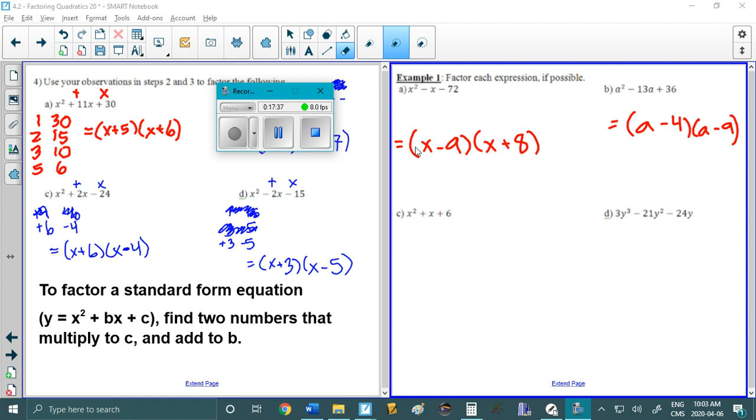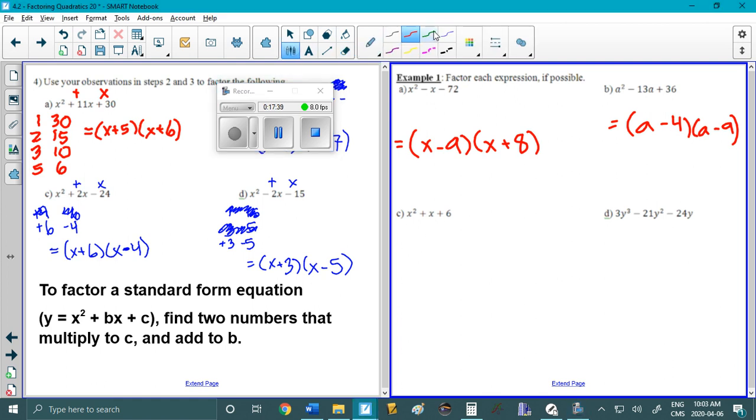And now let's do this one. So we need two numbers that multiply to positive 6 and add to positive 1. So if they multiply to a positive, we either have two positives or two negatives. But if they add to a positive, they have to be both positive.